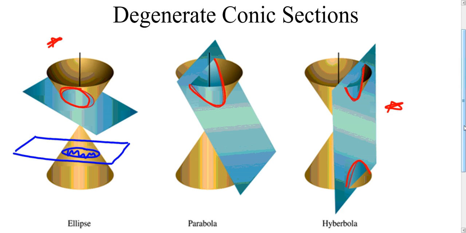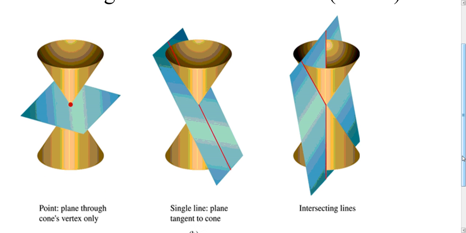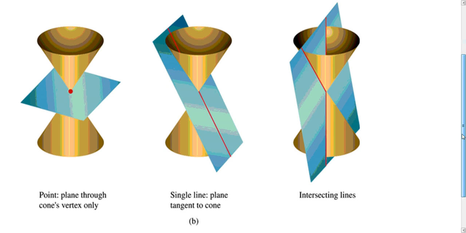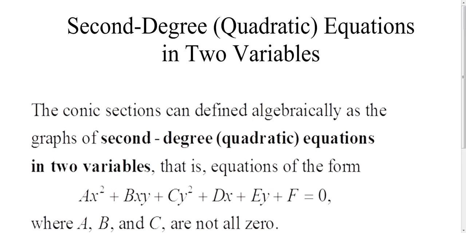There are other ways that you can intersect a plane or a sheet of paper with these two cones, and here they are pictured right here. If you stick it right through the tips, you can just get a point. If you stick it through the edges of the cones, you can get a line. And if you stick it straight through the center, you can get intersecting lines. We won't be focusing on that too much, although they are conic sections. We are not going to focus on those three right there.